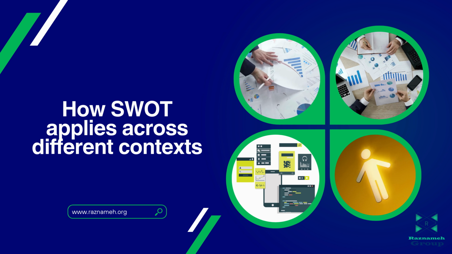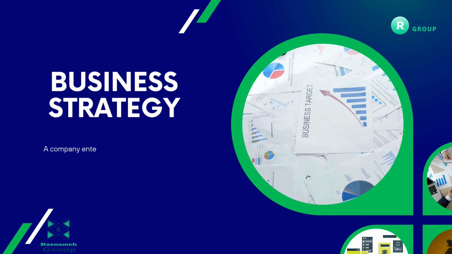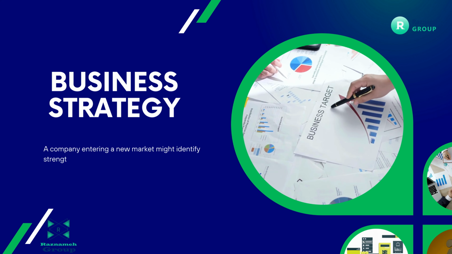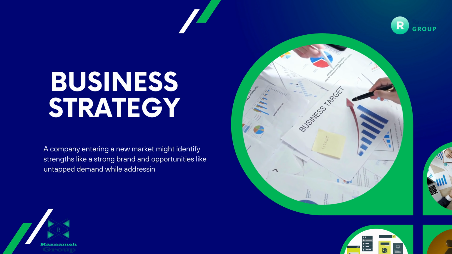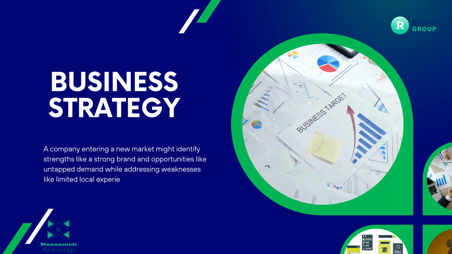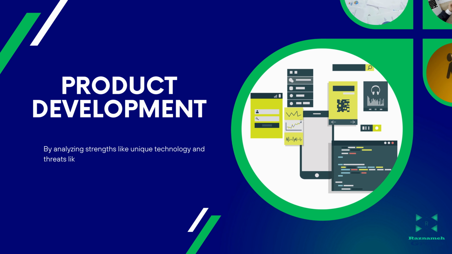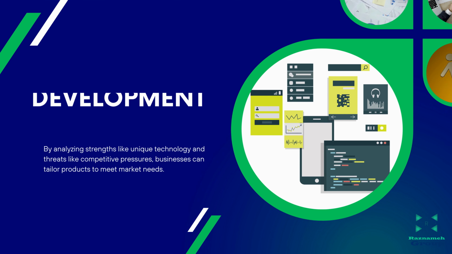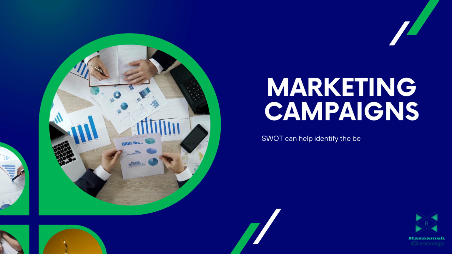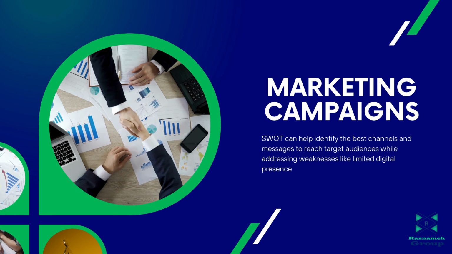Now, let's look at how SWOT applies across different contexts. Business strategy. A company entering a new market might identify strengths like a strong brand and opportunities like untapped demand, while addressing weaknesses like limited local experience. Product development. By analyzing strengths like unique technology and threats like competitive pressures, businesses can tailor products to meet market needs. Marketing campaigns. SWOT can help identify the best channels and messages to reach target audiences while addressing weaknesses like limited digital presence.